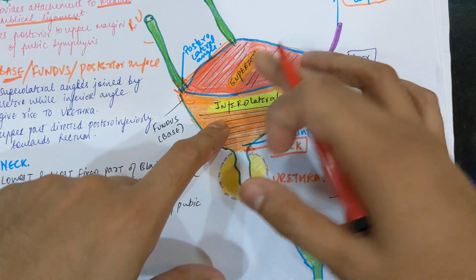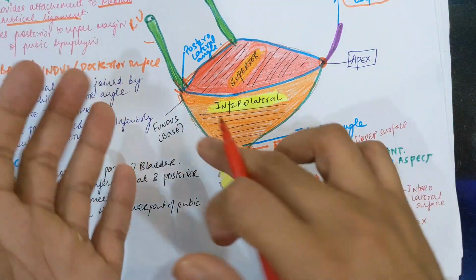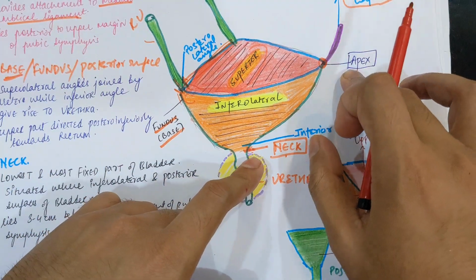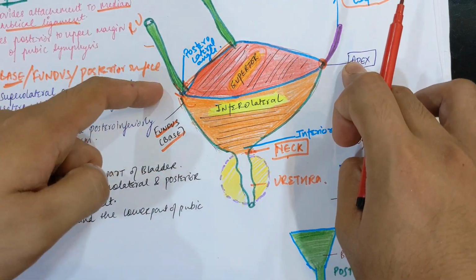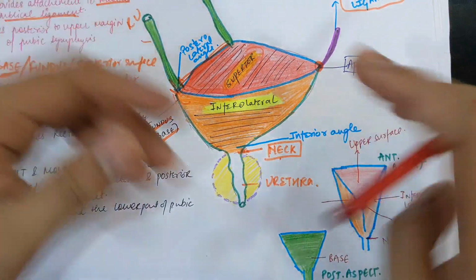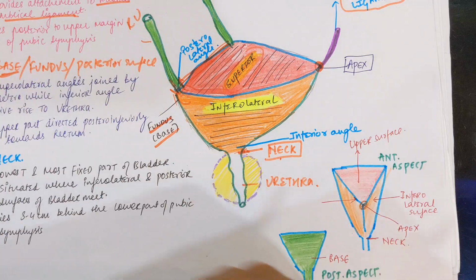You can see the superior surface, the inferior lateral surfaces, and the posterior surface, which is called the fundus or base, the neck part, and the apex part. The most anterior part is the apex, the most posterior part is the base, the lateral parts are the inferior laterals, and the neck is present on the inferior side. So one more diagram I will show you.